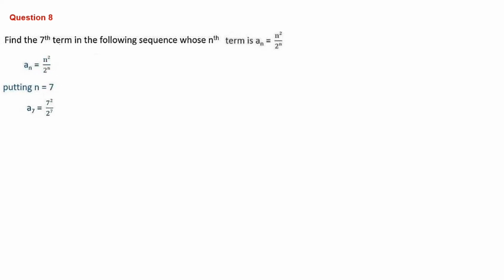So 7 square by 2 power 7. 7 square means 7 into 7, 2 times. 2 power 7 means multiplying 2 7 times. 7 into 7 is 49. So here 2 into 2 is 4, 4 into 2 is 8, 8 into 2 is 16, 16 into 2 is 32, 32 into 2 is 64, 64 into 2 is 128. So 49 by 128 is the 7th term.